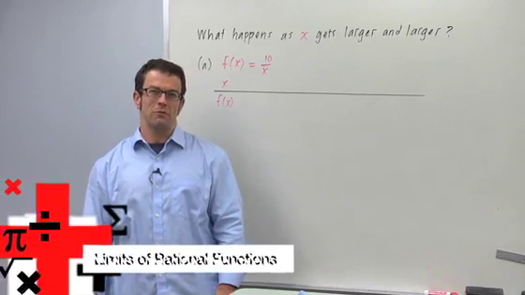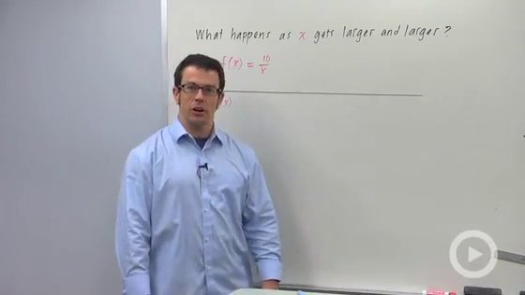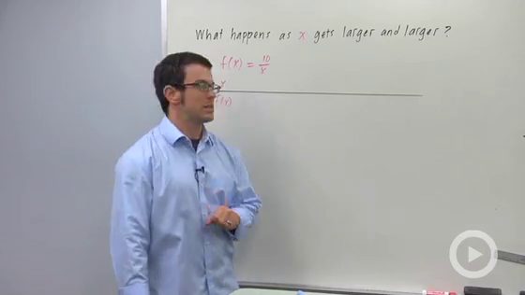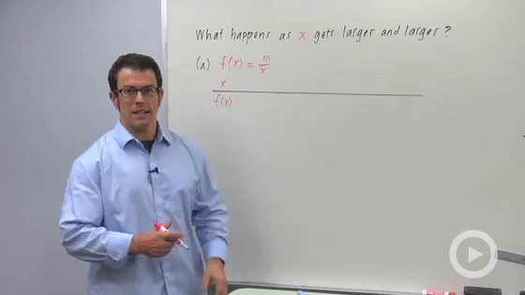I want to talk about limits of rational functions, and by that I mean what happens as x gets larger and larger. First, let's look at two really simple examples. f of x equals 10 over x. What happens as x gets larger and larger?